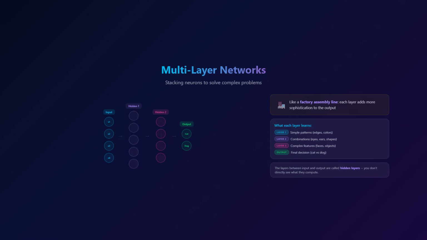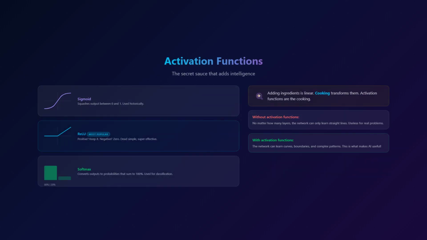Now let's talk about activation functions, because they're the secret sauce that makes neural networks powerful. Without an activation function, no matter how many layers you stack, the network is just doing simple multiplication and addition. It can only learn straight lines. Activation functions add curves. They add nonlinearity. Think of it like cooking. Adding ingredients is linear. But cooking transforms them into something entirely different. The activation function is the cooking.